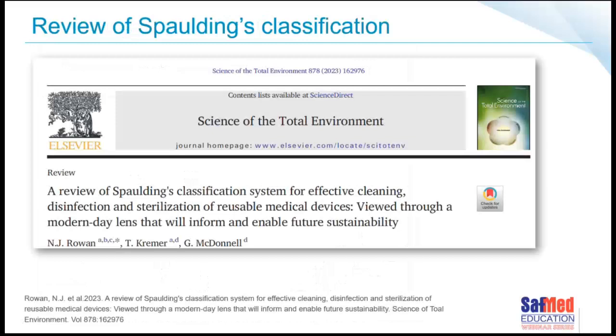It's a very nice published paper where they reviewed Spaulding's classification, a very comprehensive review. Spaulding's was, of course, originally proposed in 1957. But what we do know is that a number of things have changed since 1957. And the question is, then, is Spaulding's classification still relevant?